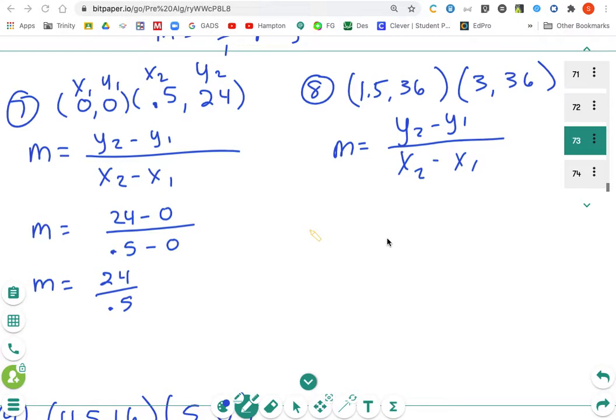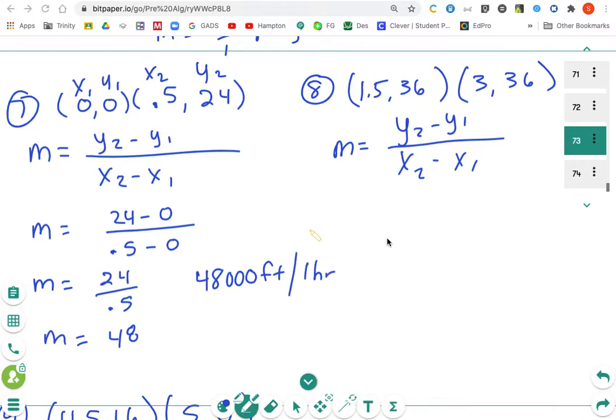So you're going to go into your calculator and you're going to do control divide. And you're going to do 24 divided by 0.5 and then control enter, and you will get m is equal to 48. So our answer is going to be 48,000 feet per 1 hour.